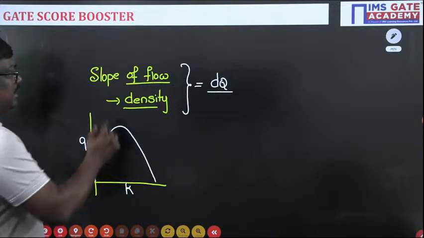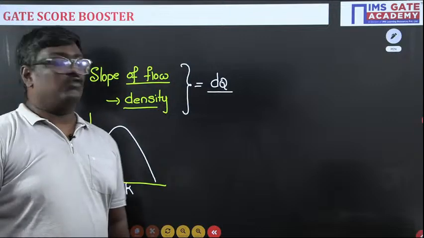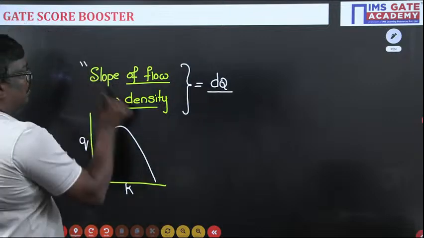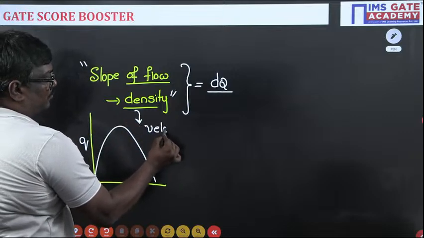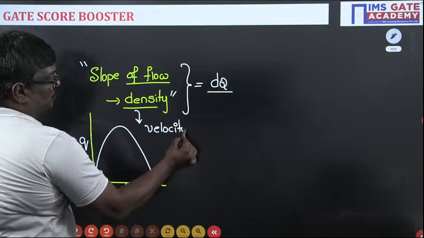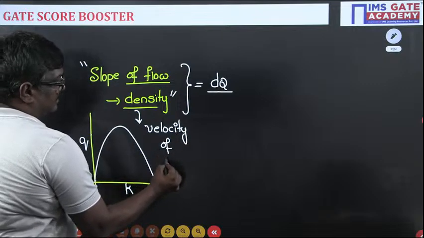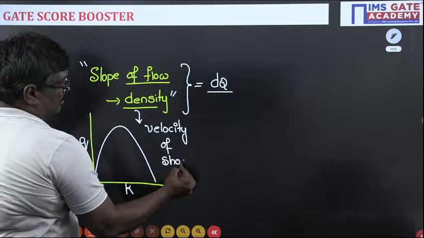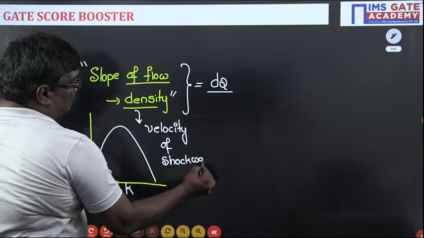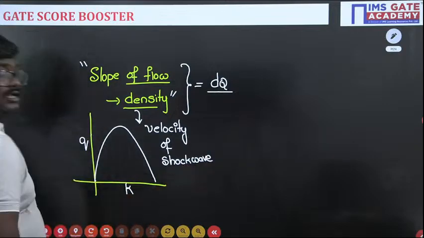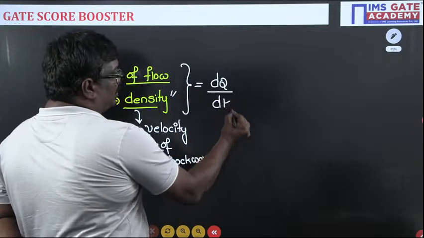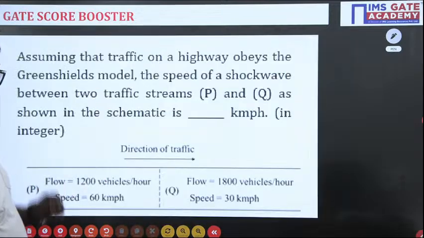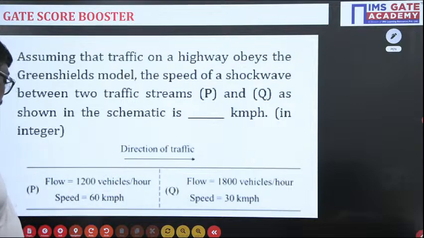Here again I am telling you, the slope of the flow density curve will give you the velocity of shock wave. Here y-axis represents the flow and x-axis represents the density. So here they have given dq upon dk. So they might have given you two things: one is flow of P and the other one is flow of Q.